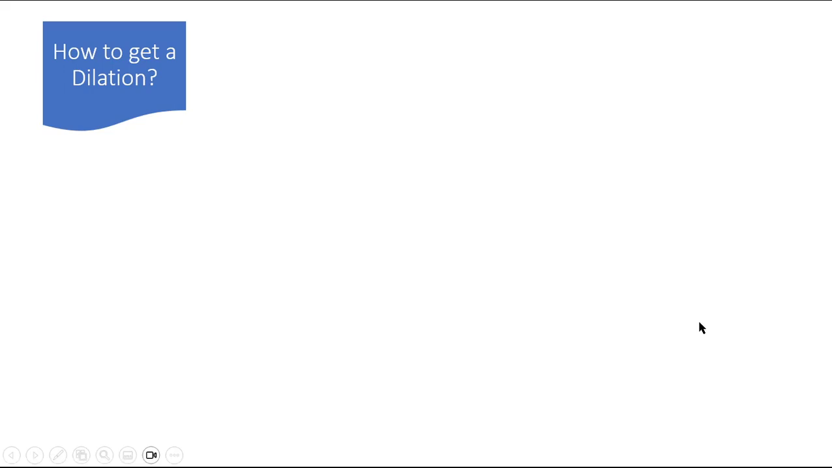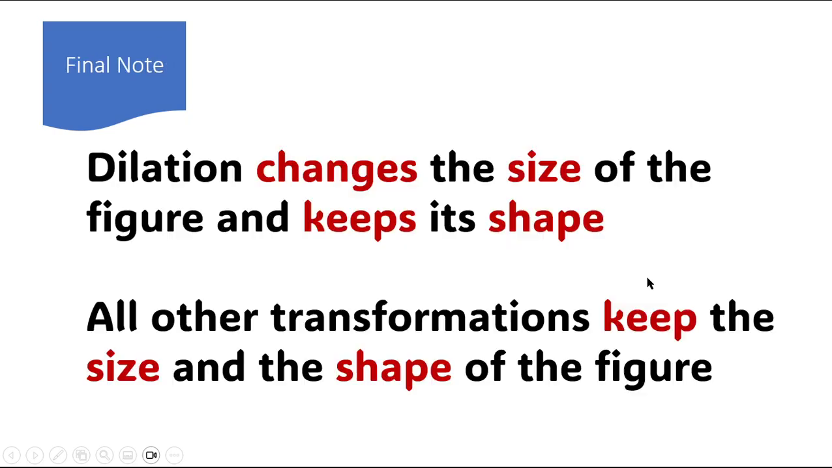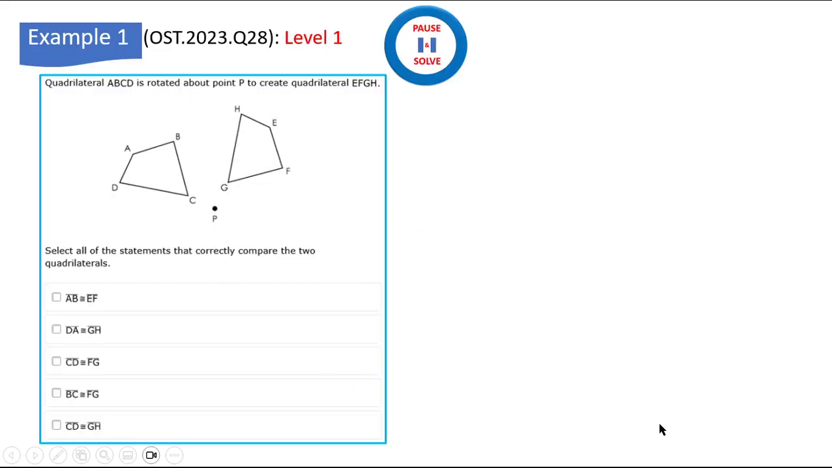How to get a dilation. To get a dilation of a figure, simply multiply all the coordinates of its vertices by the scale factor. Final note. Dilation changes the size of the figure and keeps its shape. All other transformations keep the size and the shape of the figure. Example 1.